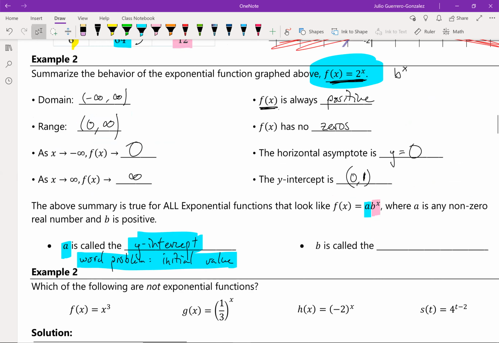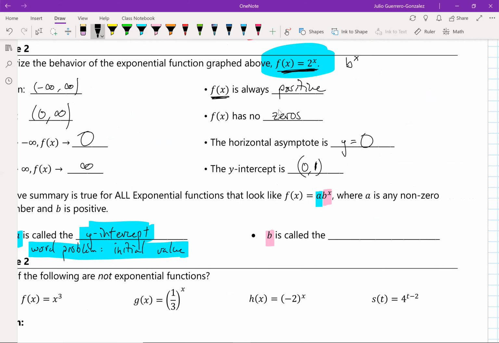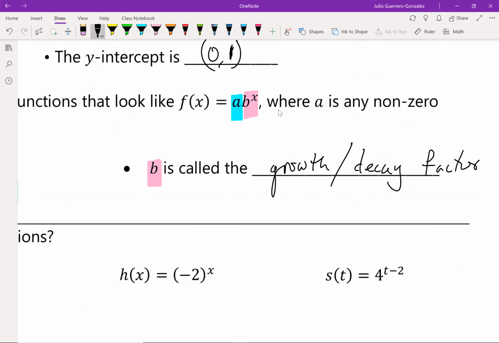And your b is what's called the growth or decay factor. Specifically, for a growth, you have that b is equal to 1 plus whatever percent change. And then for a decay, b is equal to 1 minus the percent change.